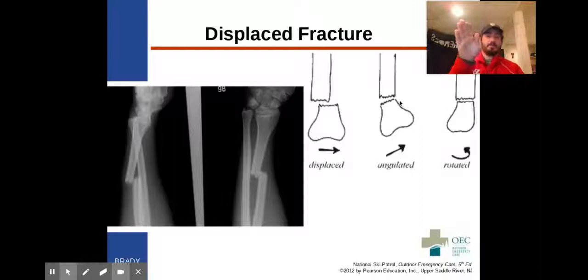Angulated, right, means the bone's off at an angle, and then rotated, okay? These two are never fun to deal with, the angulated, rotated, because A, the patient's in a lot of pain, and B, we got to try and figure out how we're going to stabilize that in a wonky position.